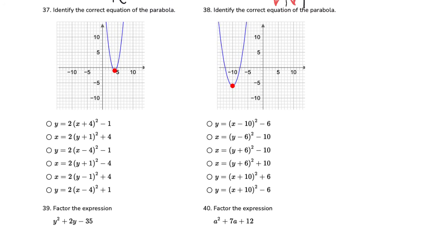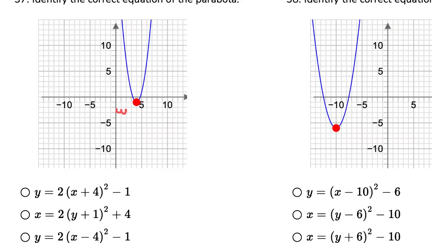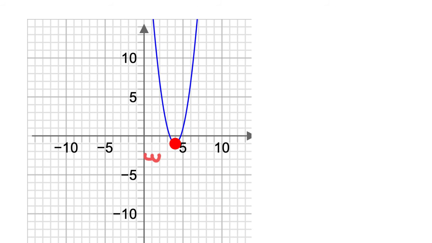So look at 37 here. Identify the correct equation of the parabola. So this thing is shifted to the right by 1, 2. Let me zoom in there for you. Hopefully. There we go. So I'll count without my pen. So it shifted right 1, 2, 3, 4, and it shifted down by 1.